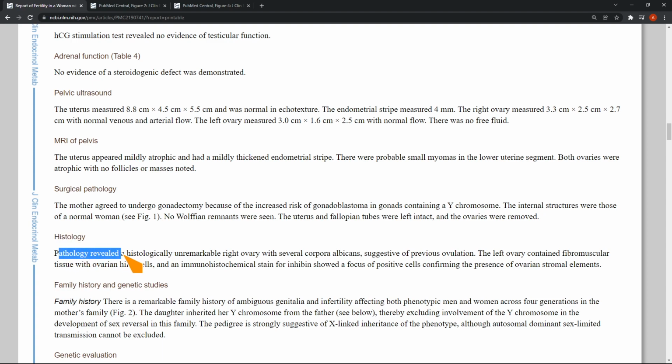Histology. Pathology revealed a histologically unremarkable... Your muscles will waste away when you don't use them.